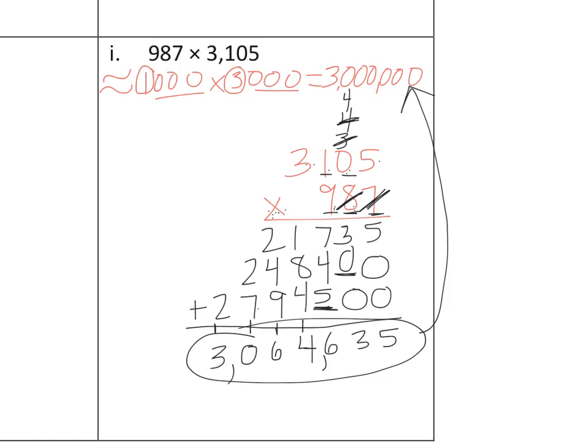So when you compare it to our estimation, it's pretty close, and that's the reason because when we rounded, we really didn't round that far down or that far up. So our answer is pretty close to our estimation. So let's go over and do some word problems.